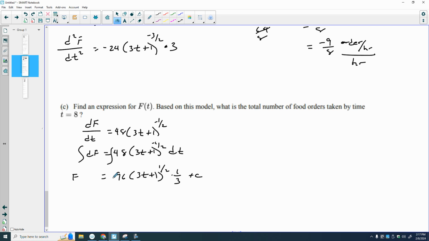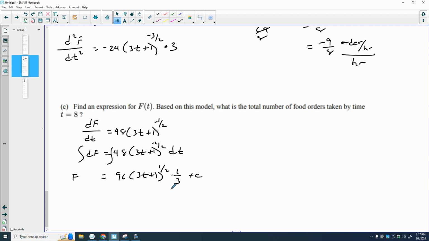We get 2 points for that. 1 point for taking the correct integral and 1 point for remembering c. Now, sometimes depending upon how many questions there are, how many parts there are, sometimes you won't get a point for the plus c. You'll get a point when you solve for the c.